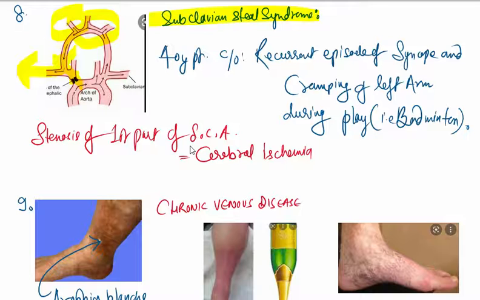Let's see one clinical vignette. A 40-year-old patient complained of recurrent episodes of syncope and cramping pain of the left arm whenever he played badminton. The angiography is showing stenosis of the first part of the subclavian artery. So this is known as subclavian steal syndrome, and return of blood from the brain is causing cerebral ischemia.